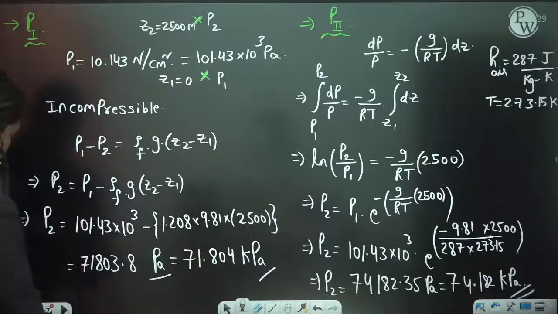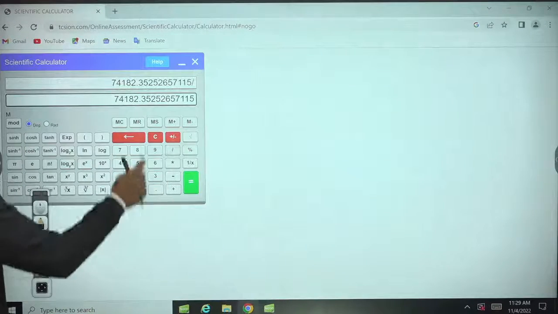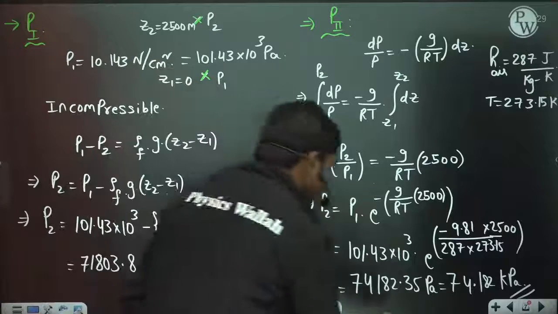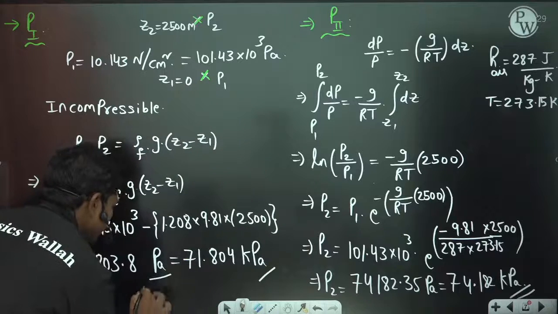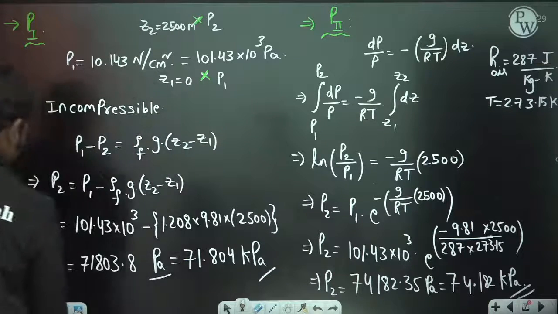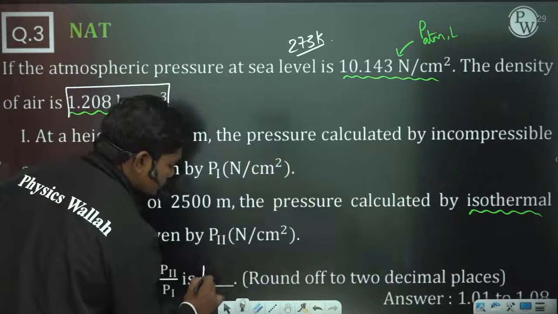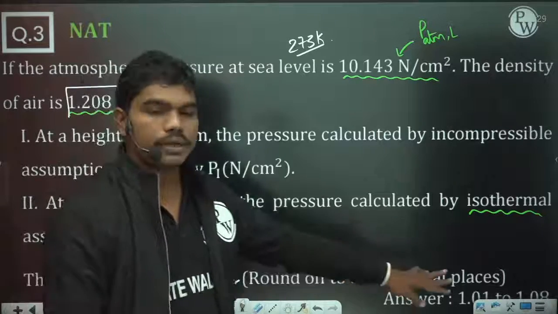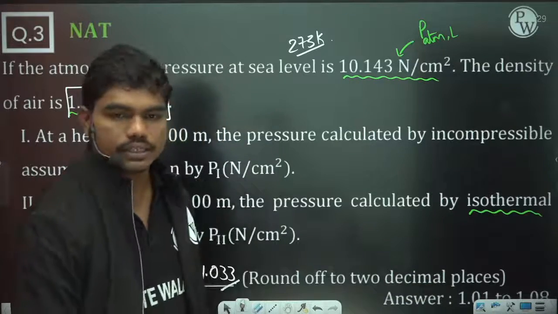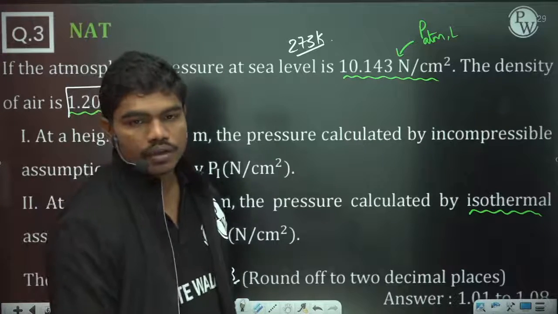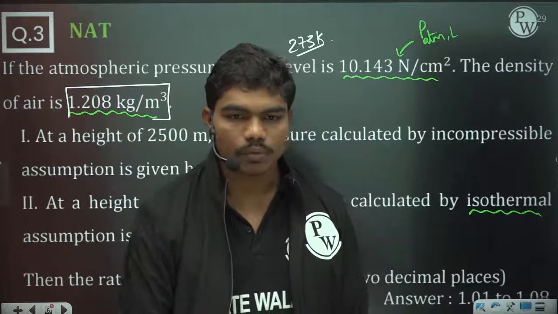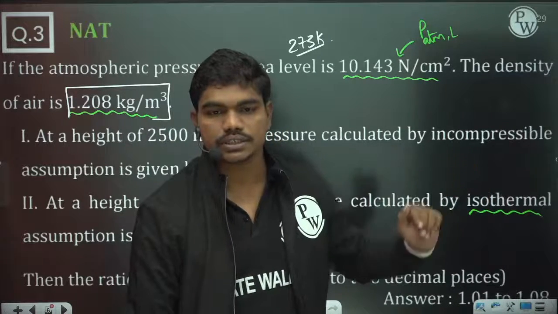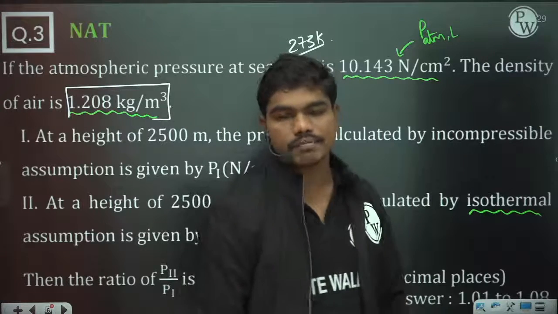What is P in the second case divided by P in the first case? We have already stored the value, so the ratio is 1.03312, which is about 1.033. This is between 1.01 and 1.08. Vishal, you got a different answer, 1.05. Maybe you took 20 degrees Celsius, NTP conditions, normal temperature and pressure. Whenever nothing is given, you can take standard temperature and pressure by default.